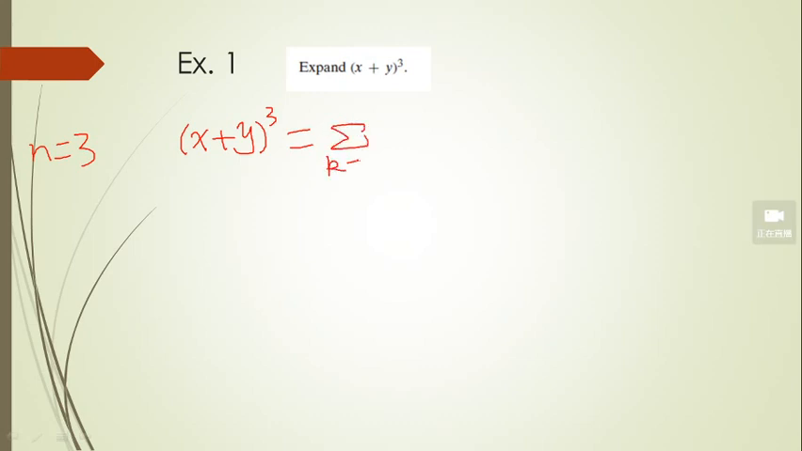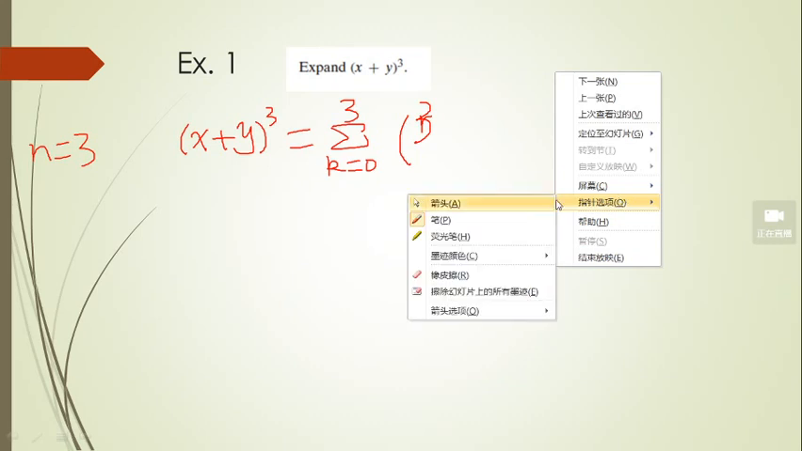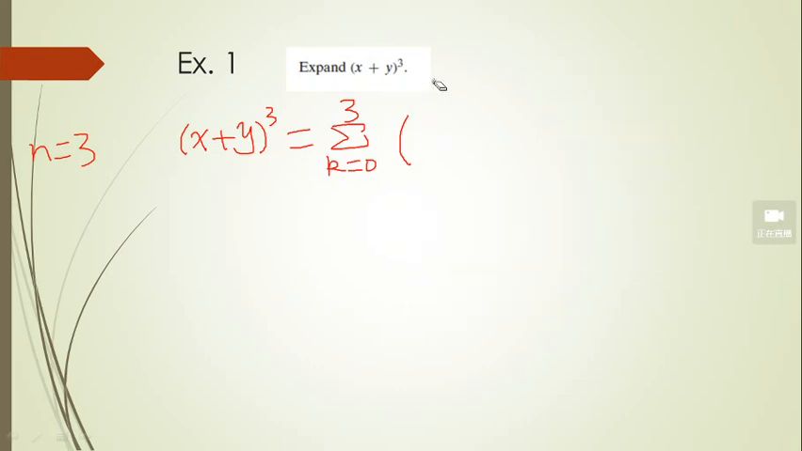My k can be 0. Just remember, this k represents the number of x's you can choose. Then that is the combination, sorry, 3 choose k, right?